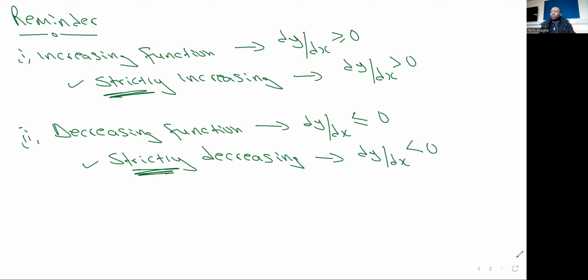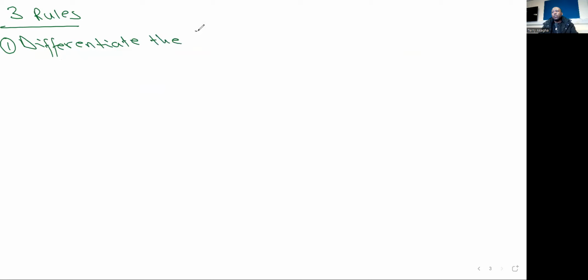Okay, so how do we solve this? There are 3 rules or 3 steps on how to do this. The first thing you have to do is differentiate the function. After differentiating the function, the second thing you do is equate it to the right inequality.